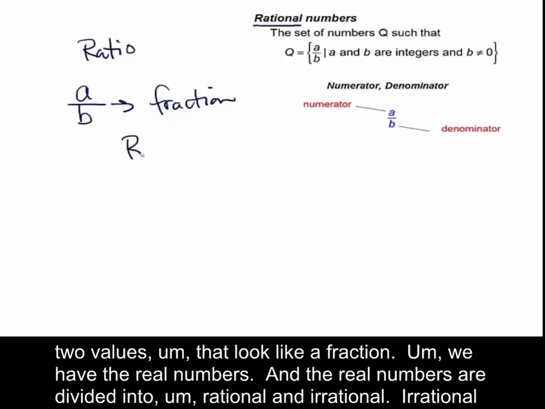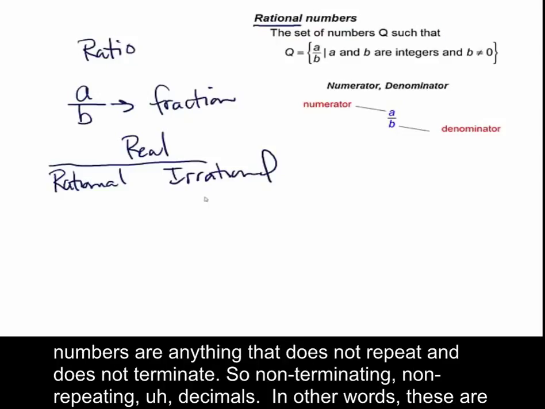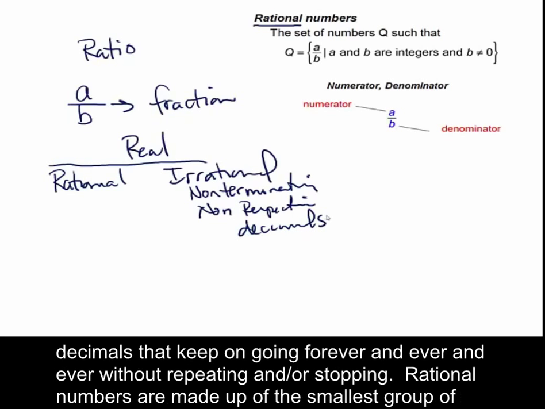We have the real numbers, and the real numbers are divided into rational and irrational. Irrational numbers are anything that does not repeat and does not terminate, so non-terminating, non-repeating decimals. In other words, these are decimals that keep on going forever and ever and ever without repeating or stopping.